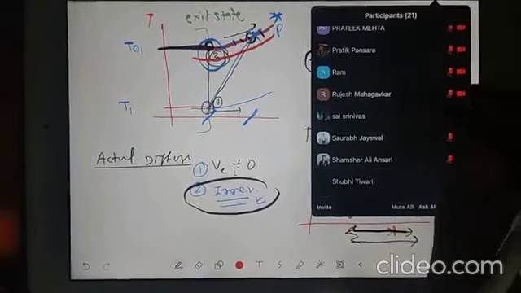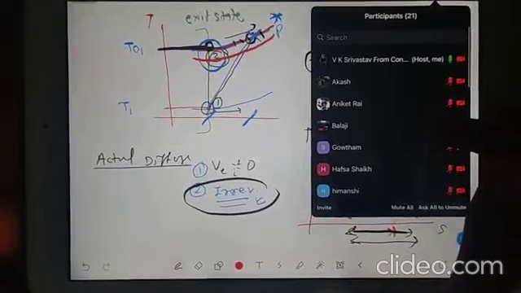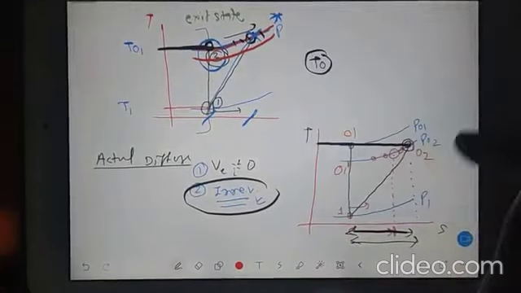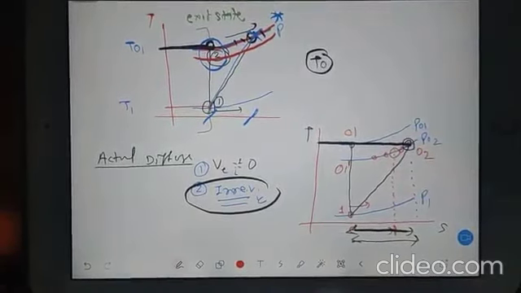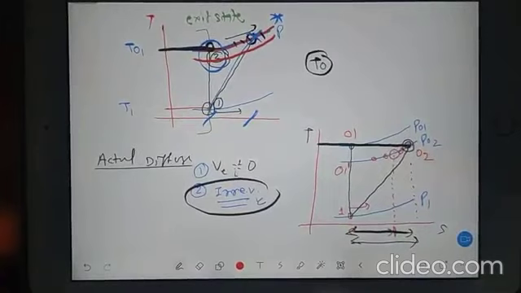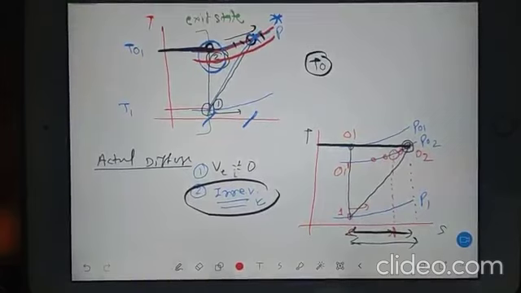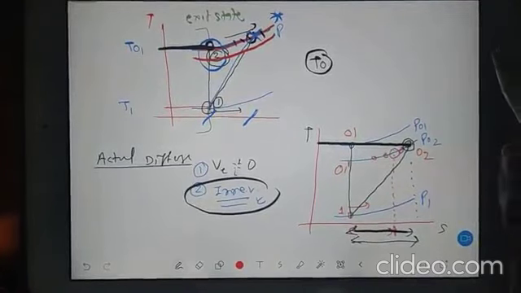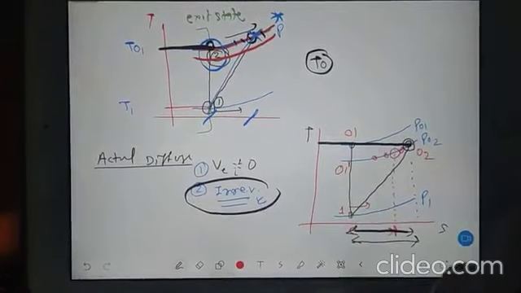Next question I will ask to Sai Srinivas. Sai Srinivas, you explain what is P1? Okay. So you copy this diagram, everyone. Copy this diagram, actual diffuser.